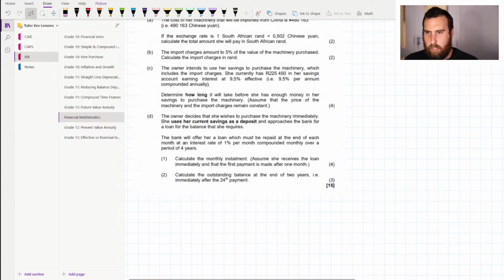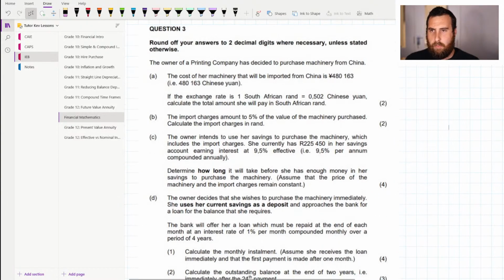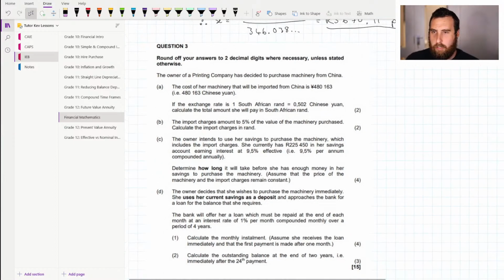Right, so here's the next question that I would like to take a look at. The first bit of this question actually isn't really financial maths, but it is finances related. It's just looking at currency conversions, that sort of thing. But yeah, maybe it is worthwhile to just go through the whole question. You never know what they might ask.